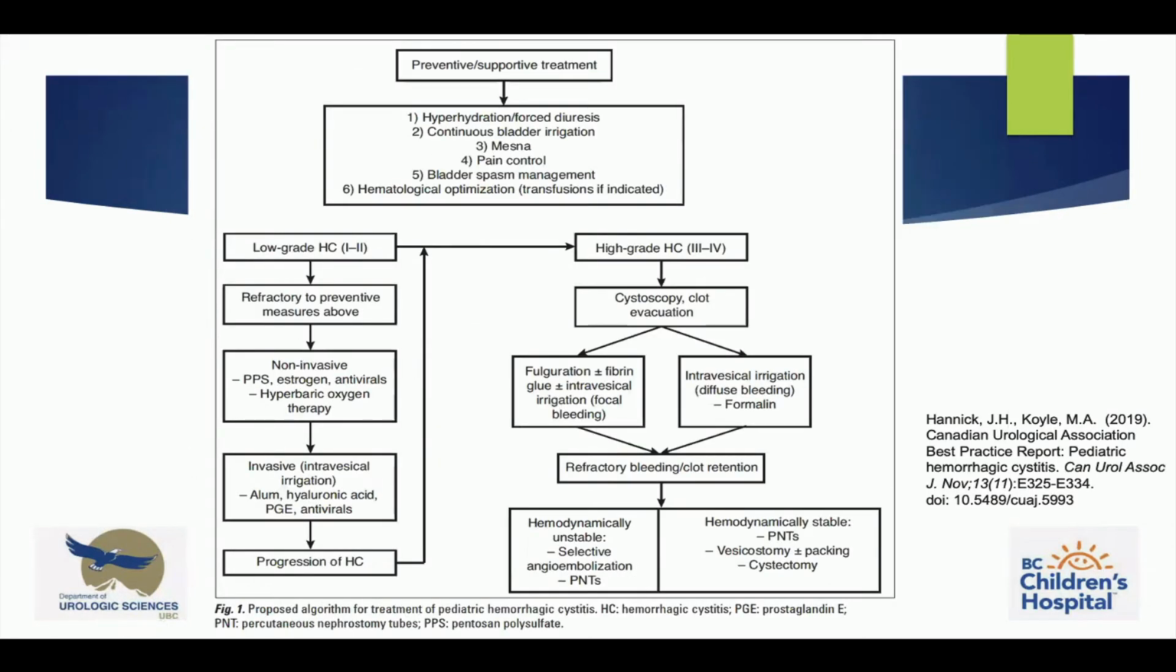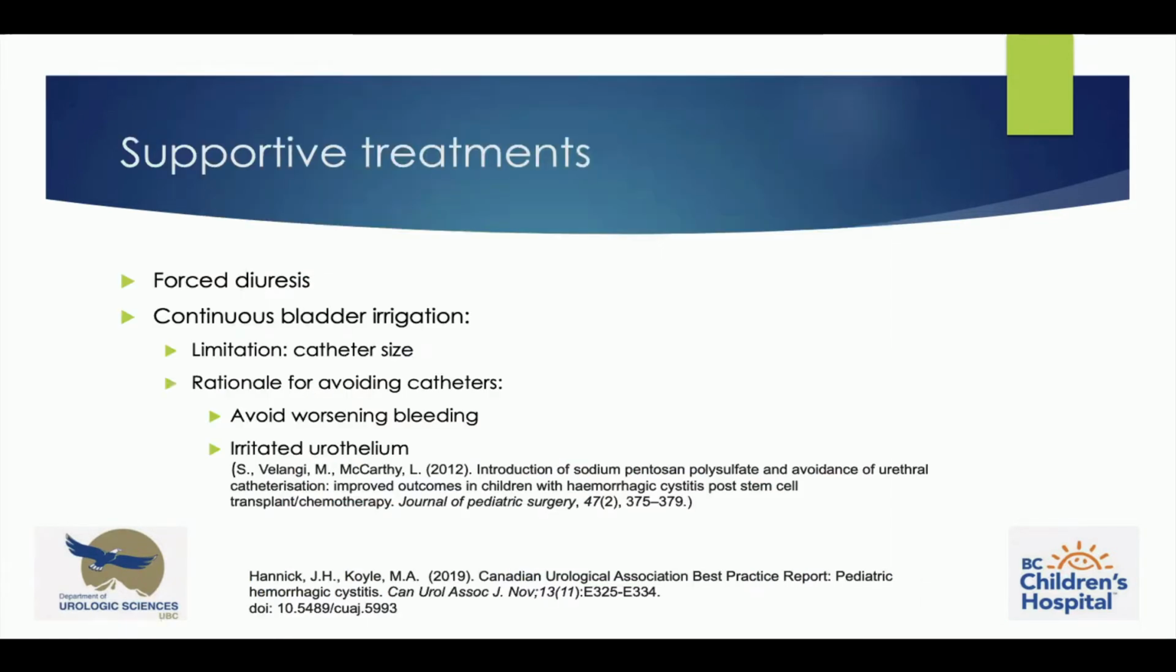So this is the algorithm in the best practice report. Throughout the next slides, I will talk about it in more details. But always what's important to know is that we need to start with supportive treatment. So first thing to do is usually force diuresis, and generally the oncology team does that already without consulting us. This can be done with intravenous fluids and even diuretics.